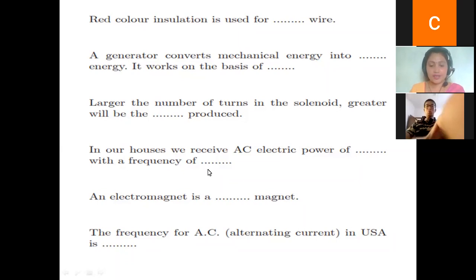We have discussed, you might have forgotten, but we will again recap today. If you know the answer, please write it down. An electromagnet is a dash magnet. The frequency of AC alternating current in USA is dash. Shall I reveal the answer? I hope children you are ready with the answer.